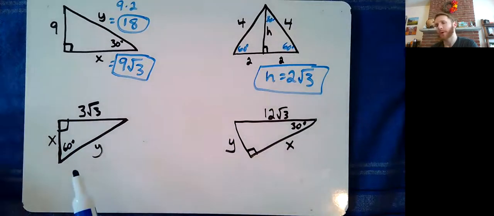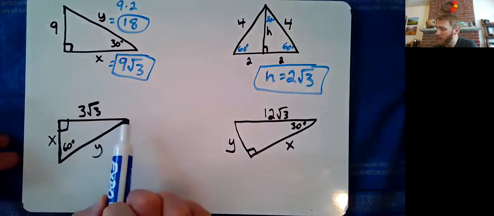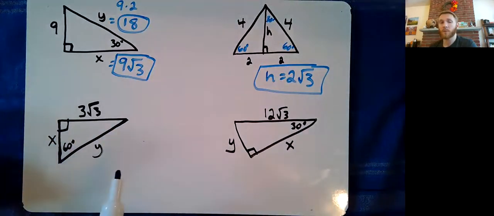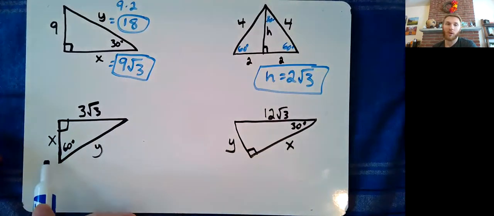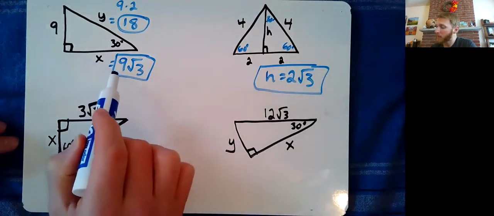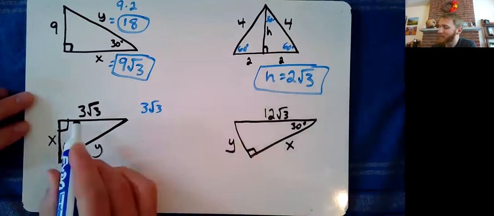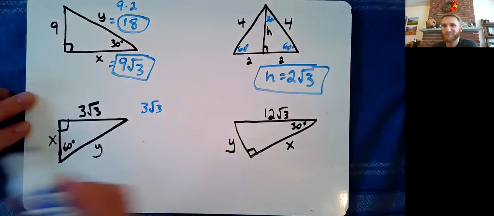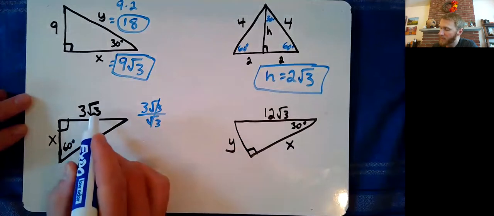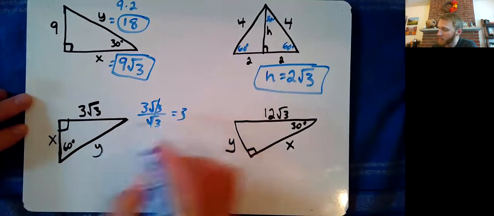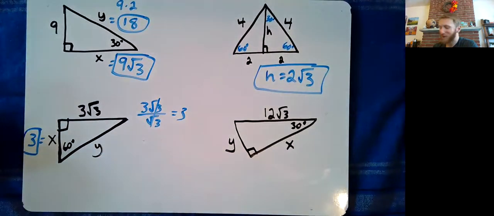All right, next one down here. So now I've got this triangle oriented a little differently, but you just have to look at what's given. Okay, the given piece here is the side opposite my 60-degree angle, which is the long leg. Now to find the short leg from the long leg, think about how you would get from 9 root 3 to 9. What you're doing is dividing by the square root of 3, or you're just getting rid of that square root of 3, which will cancel out. And in this case, it will give me x as just 3. Great. Got the short leg.